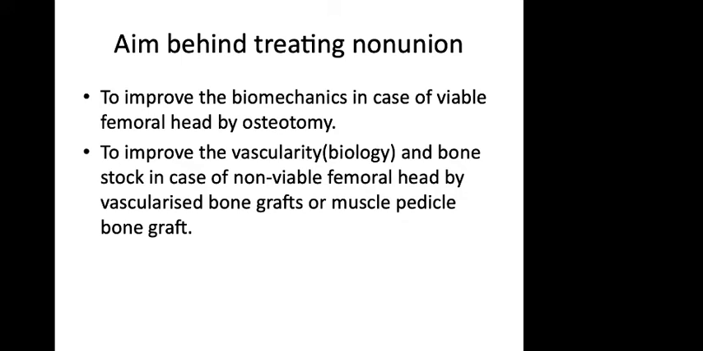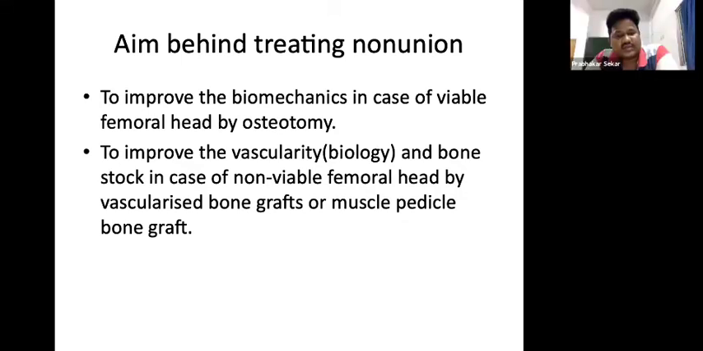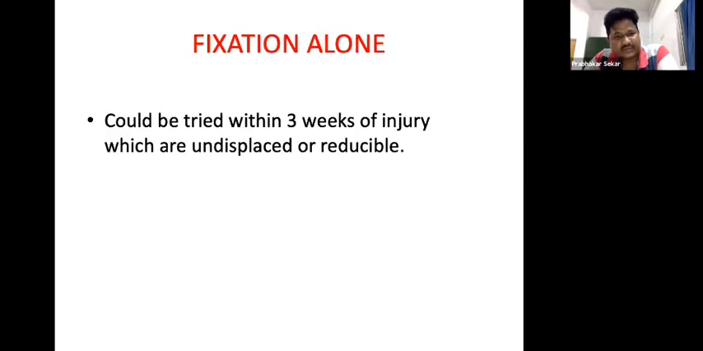Thank you. Then another aim is to improve the vascularity and bone stock in case of a non-viable femoral head. So if the femoral head is viable, you just alter the biomechanics. If you improve the biomechanics by osteotomy, definitely the fracture will unite. Another one is the non-viable head. The main problem is viability, that is vascularity. You have to improve the vascularity either by vascularized bone graft or muscle pedicle bone graft.